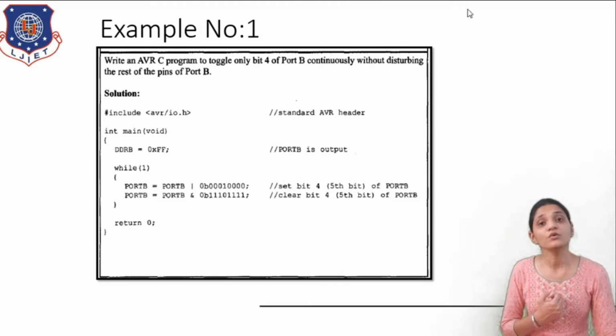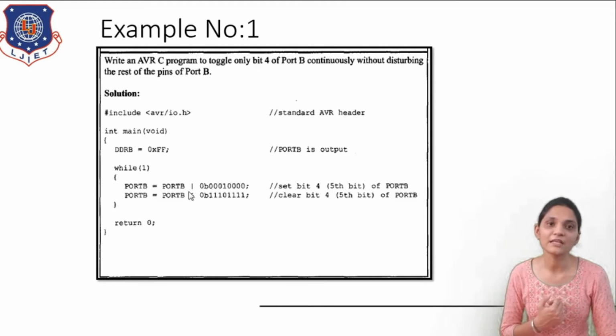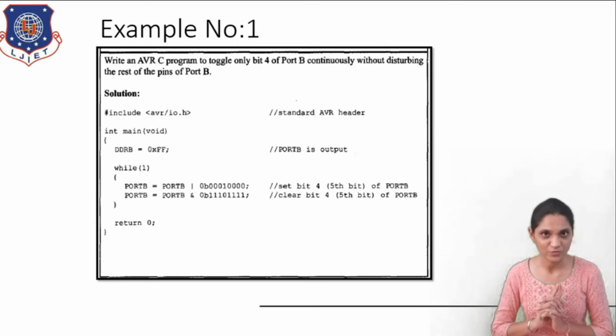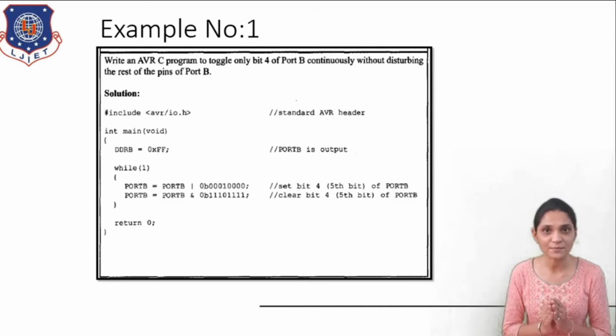For this we are going to use the ANDing and ORing operations. If you do the ORing operation with 1, your result will be 1, and if you do the ANDing operation with 0, your result will always be 0. So we are going to use that concept here.